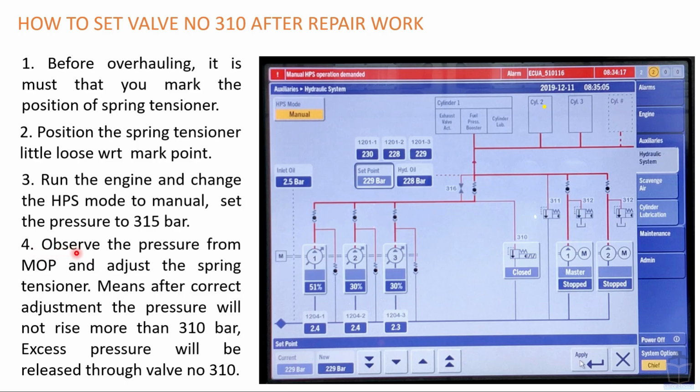Next step is to observe the pressure from the MOP and adjust the spring tensioner. It means after correct adjustment, the pressure will not rise more than 310 bar. Excess pressure will be released through valve number 310. I hope this is clear.